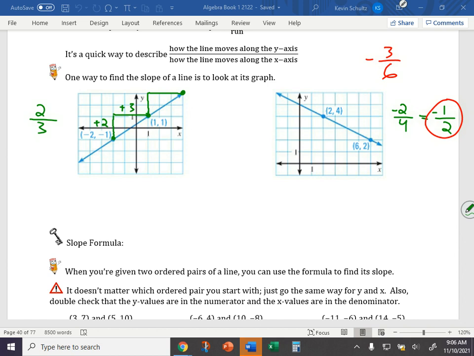So will you always do down and then over? Either up and over or down and over. Do that vertical change first. Okay? Joey? You always have to go left to right. Yes, you read a graph like you read a page. Left to right.